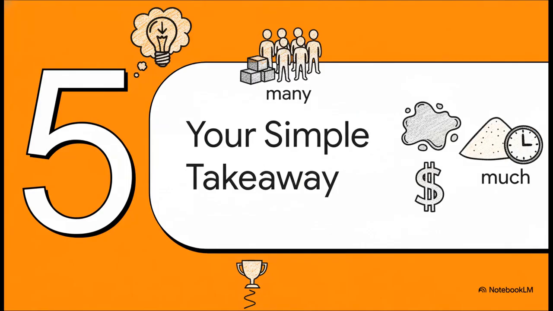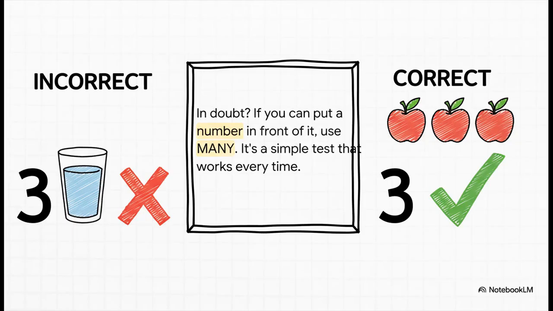Okay, so we've been through the whole thing. The concepts, the rules, how to ask questions. Now let's boil it all down to one super simple takeaway that you can remember forever. This is it, the golden rule. If you are ever stuck, just try to put a number in front of the word. Does 3 apples make sense? Yep, so you use many. Does 3 water make sense? Nope, sounds weird, so you use much. It's a little mental check that works every single time.